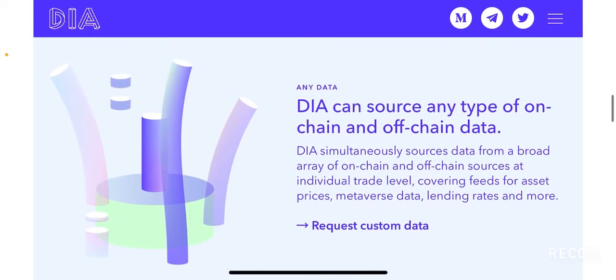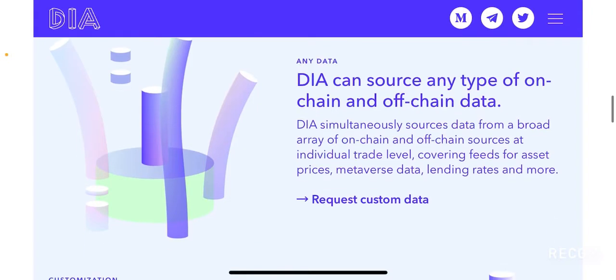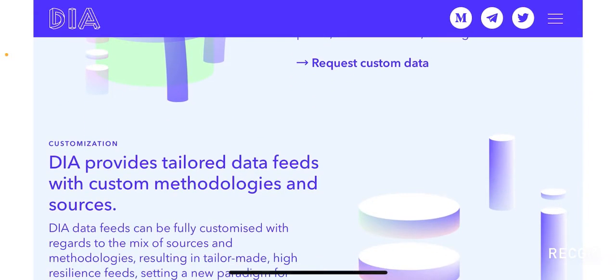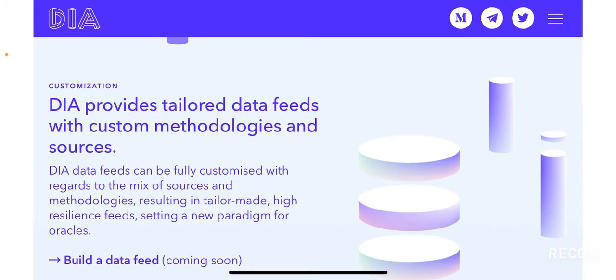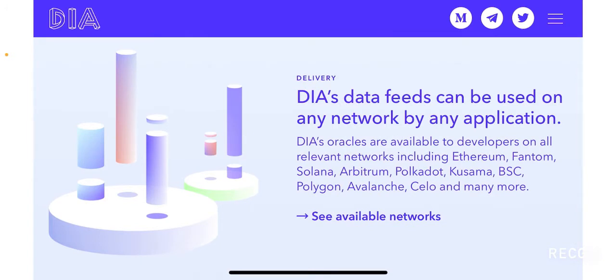When it comes to features of this platform itself, DIA can basically source any type of on-chain or off-chain data, which is pretty convenient for a lot of dApp and DeFi developers. And customization: DIA provides tailored data feeds with custom methodologies and sources. So they provide custom-made information specifically to cater to the needs of the DeFi dApps that are using it. That's pretty cool. And delivery-wise, DIA's data feeds can be used on any network by any application. So any network or any platform can use DIA's data feeds without any hassle, right?